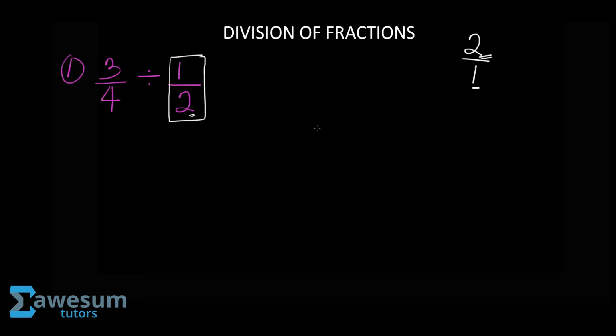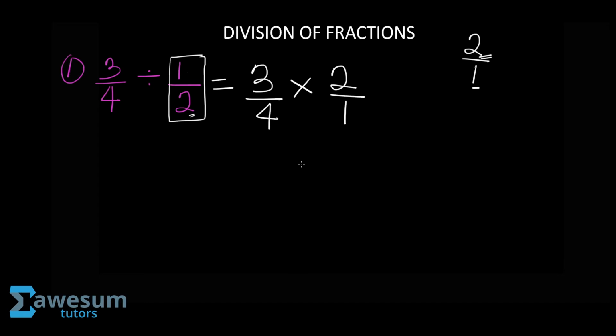So now, how do we solve this problem? 3/4 divided by 1/2. What you want to do is to flip this fraction. So what I'm going to do first is to have 3/4. Then you change this division sign to multiplication sign, and then flip this fraction. 1/2 becomes 2/1. Then the next thing is to multiply as usual, just like we have done in our previous videos.